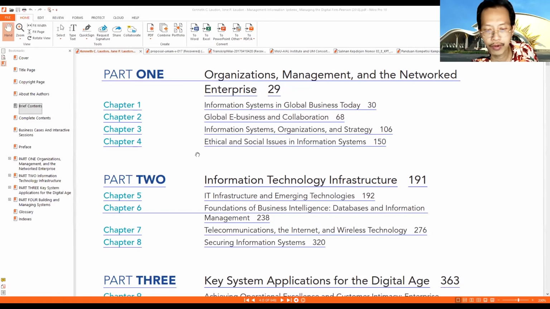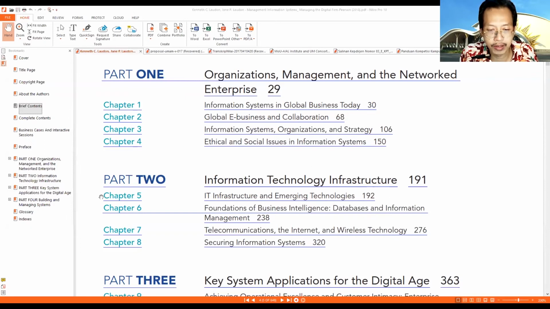And then the fourth part is not least important, because information systems seems to be growing faster than our ability to use it. And of course, there would eventually come out with issues. There would be ethical issues, there would be social issues that arise from the use of information systems. And that's what we would be talking about in this chapter.